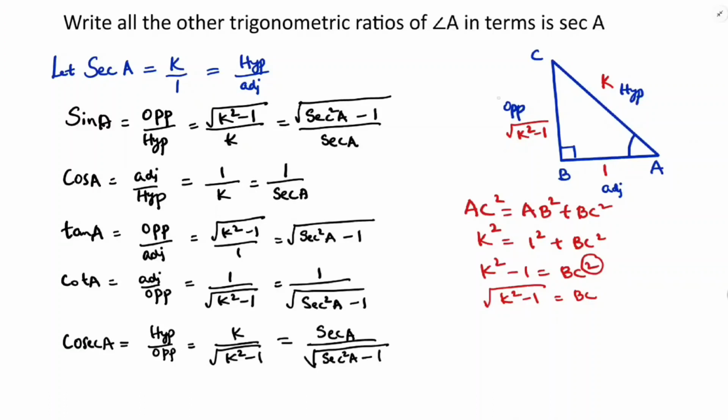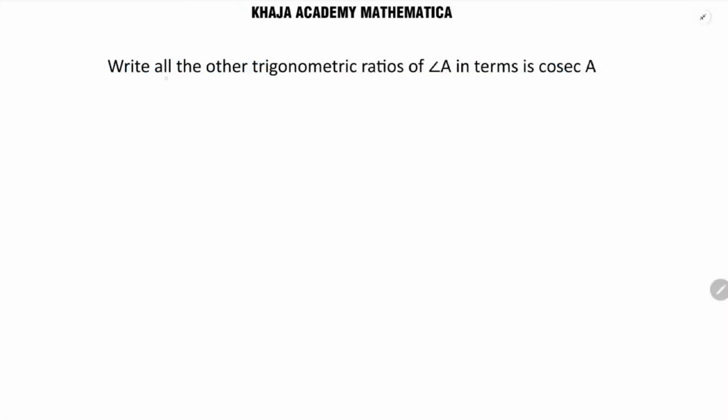So this problem I solved with the help of the Pythagoras theorem. Write all the trigonometric ratios of angle A in terms of sec A. So sec A I consider as k. If they ask to write all the ratios in terms of sin A, then I'll consider sin A as k, and then I'll solve the problem. Write all the trigonometric ratios of angle A in terms of cosec A. So here I'll solve this problem by using the Pythagoras theorem. Let cosec A, I'll consider it as k by 1. Cosec theta ratio is hypotenuse by opposite.